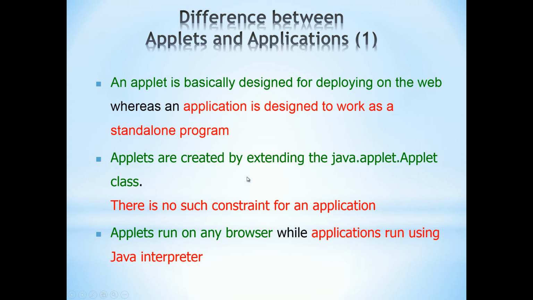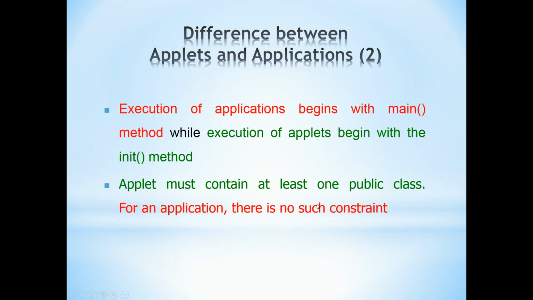Applets are created by extending the Applet class. You have to compulsorily import the class java.applet for creating an applet, but for an application there is no such constraint. Applets run on a web browser whereas applications run on the Java interpreter. Execution of an application begins with a main method. Every program executed by the underlying operating system begins with a main method, but the applet begins with an init method. Init stands for initialization.